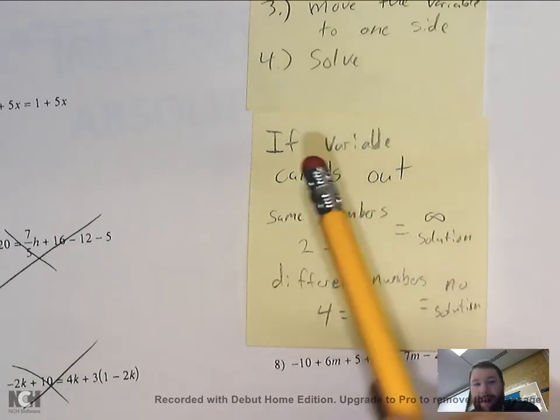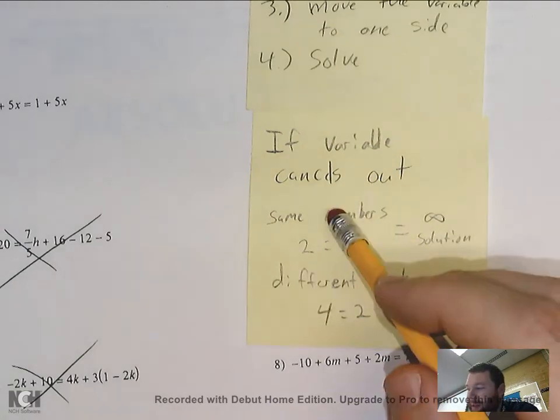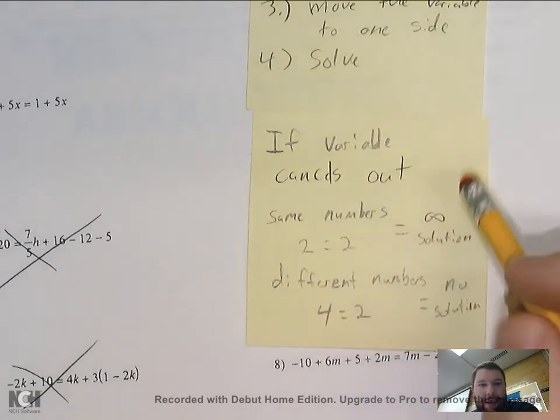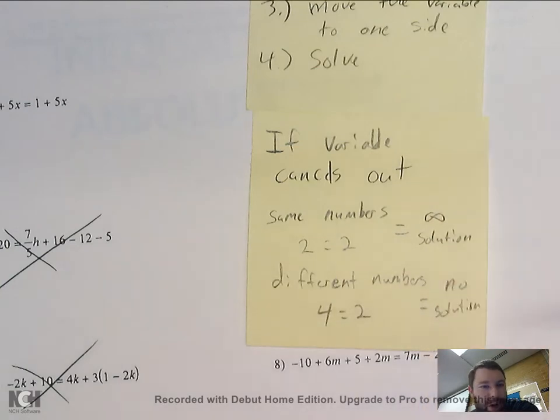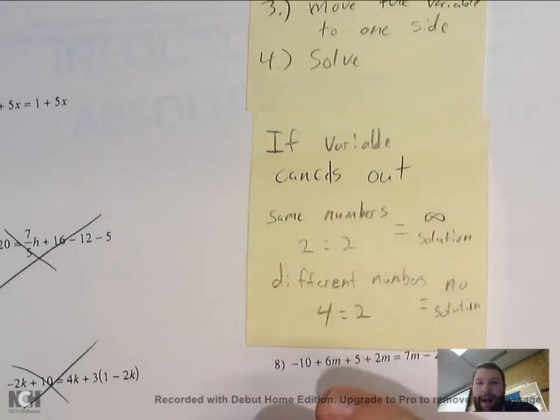If the variable cancels out, though, there are 2 possibilities. If you have the same number on each side, that means that it's an infinite solution, or all real numbers, right? That means that no matter what you plug into the variable, it's going to give you the same answer, or it's going to be a true statement, no matter what.